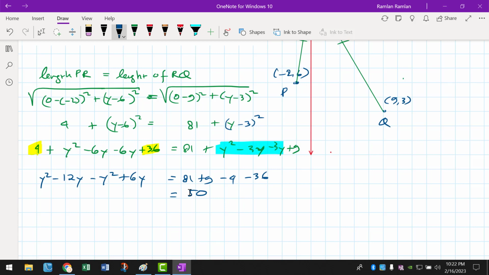On the left side we can also simplify, because y squared minus y squared is just 0, so we cancel them. We only leave minus 12y and then plus 6y, and that will be minus 6y, because minus 12 plus 6 is minus 6, so minus 6y. Now we only need to get rid of this 6 by dividing both sides by 6, so y will be equal to 50 over 6, and there we go.